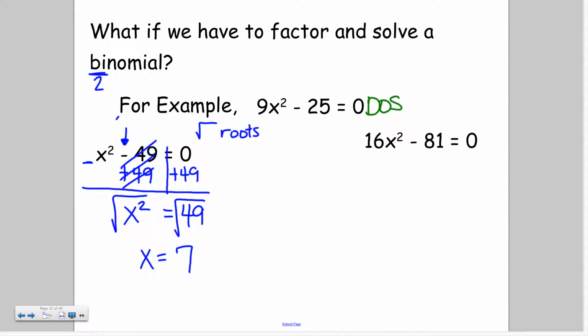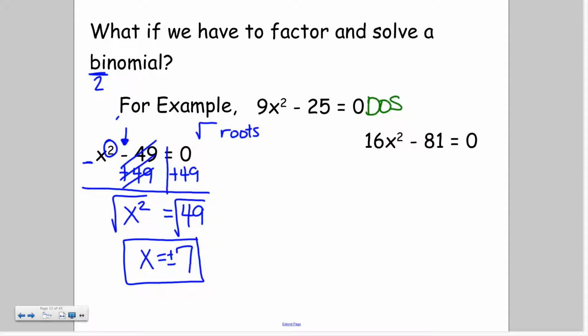Now, as I said before, we need 2 solutions, and this 2 right there lets me know that. Well, I only get 1. So this is actually going to be plus minus 7, because negative 7 times negative 7 gives me 49, and positive 7 times positive 7 gives me 49. So it's going to be plus minus because it could be 2 negatives or 2 positives.